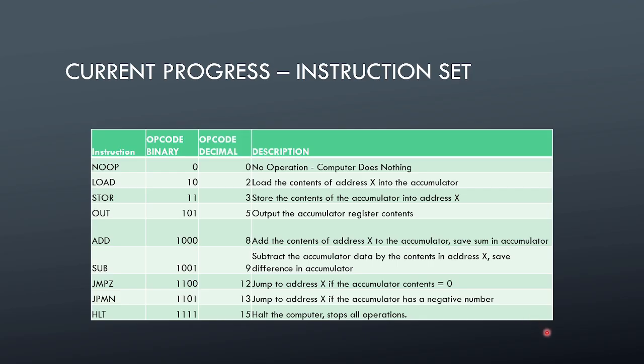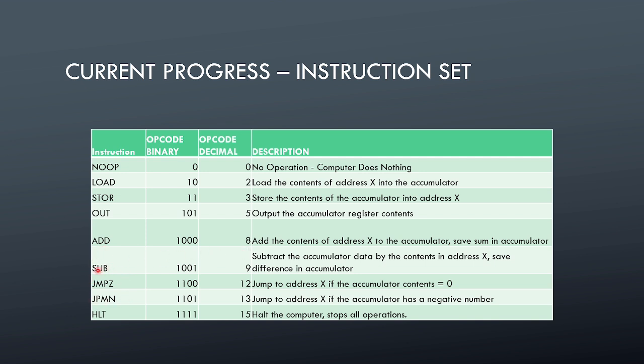So the next thing I worked on was the instruction set for my computer, and just briefly, we have the no operation, which is when the computer does nothing, and then load and store, which loads the contents of the address X into the accumulator, or stores the contents of the accumulator into address X. This is how we do mathematical operations. Then out for outputting the accumulator register contents. And then we have add and sub, which takes a memory address and adds it to the accumulator or subtracts it based on which instruction you use, and stores it back into the accumulator.